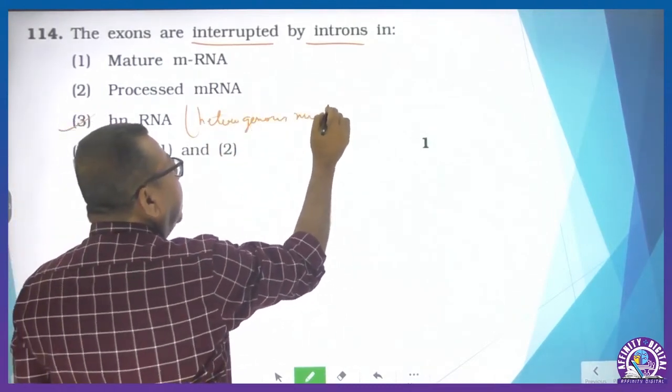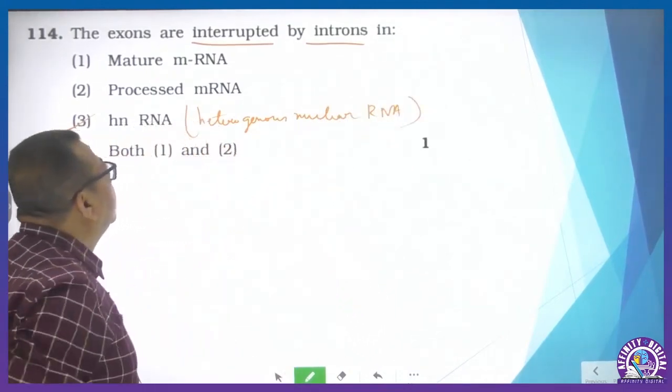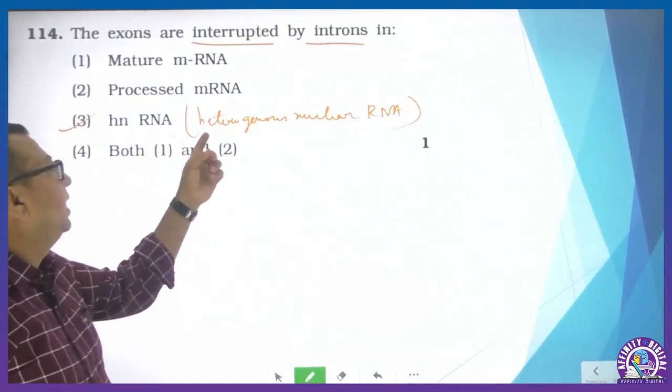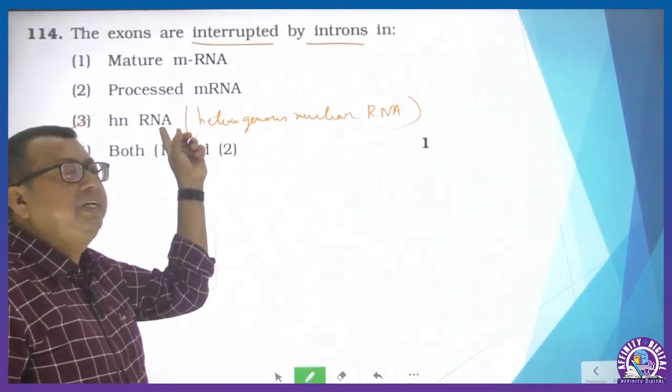Heterogeneous nuclear RNA. It is non-functional. The HNRNA is also called pre-RNA. It is also called the primary transcript in eukaryotes.